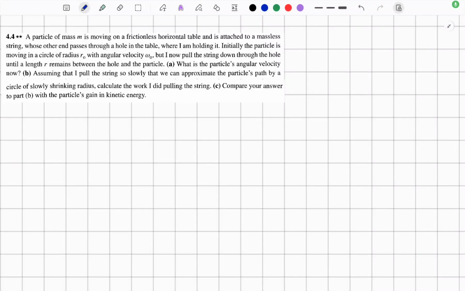So today we're going to be working through problem 4.4 from chapter 4 of Taylor's Classical Mechanics. This problem says we have a particle of mass m moving on a frictionless horizontal table. It's attached to a massless spring whose other end passes through a hole in the table. So we have something like this.